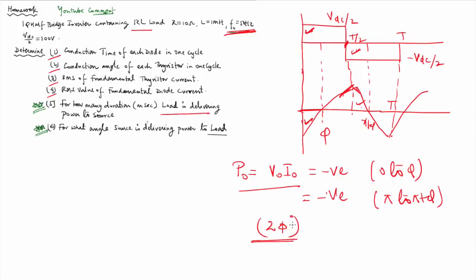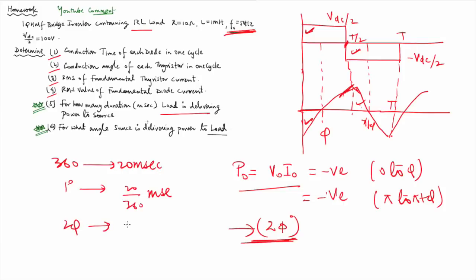This is my degree. Okay, so if the question is something like this, for how many degrees the load is delivering power to the source, or for how many angle the load is delivering power to the source, then the answer will be 2 phi. Now I need to find the time in millisecond. So I will just write 360 degree corresponds to 20 millisecond. So 1 degree corresponds to 20 by 360 millisecond. So 2 phi corresponds to 20 by 360 into 2 phi millisecond.